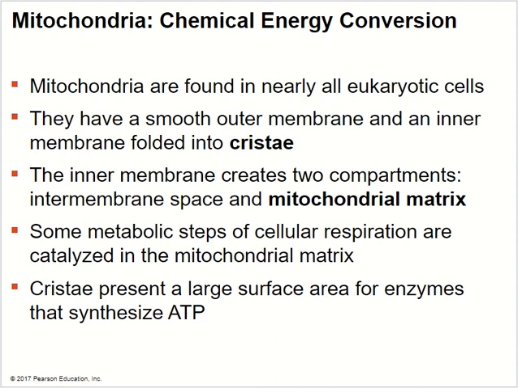Mitochondria are found in nearly all eukaryotic cells. They have a smooth outer membrane and an inner membrane folded into cristae. The inner membrane contains two compartments, the intermembrane space and the mitochondrial matrix. Some metabolic steps of cellular respiration are catalyzed in the mitochondrial matrix. Cristae represent a large surface area for enzymes that synthesize ATP.